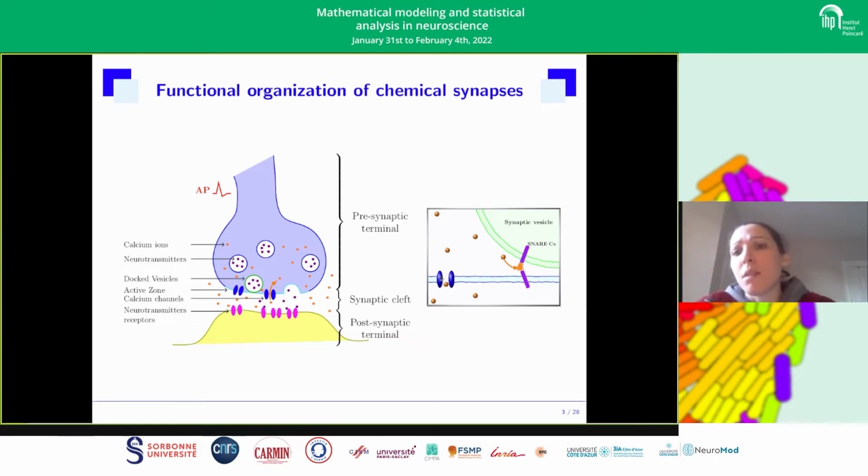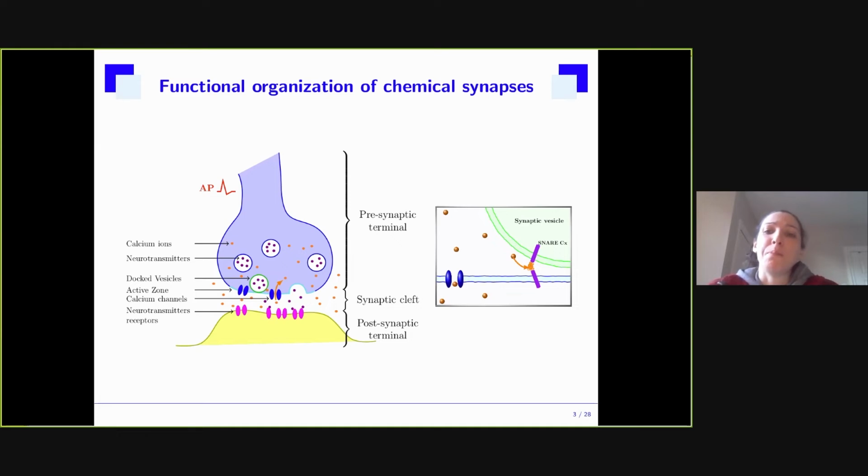And you also have calcium ions entering through calcium channels somewhere in the membrane. We know that those calcium channels are in the active zone, but what we don't know is how much they colocalize with vesicles. And this is something that is still not yet understood well in the community.